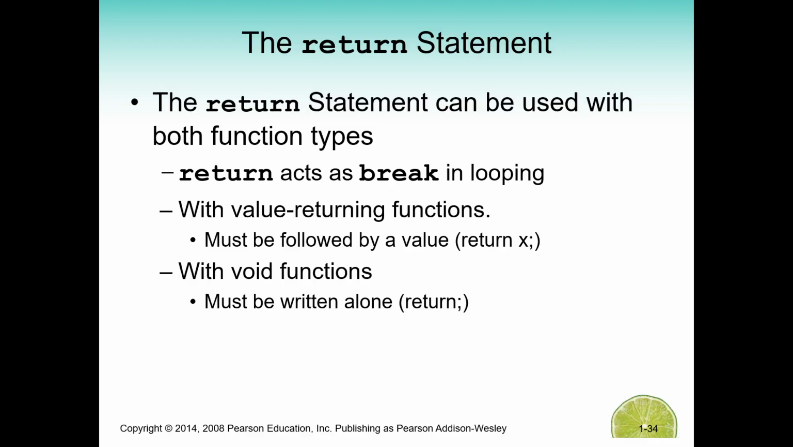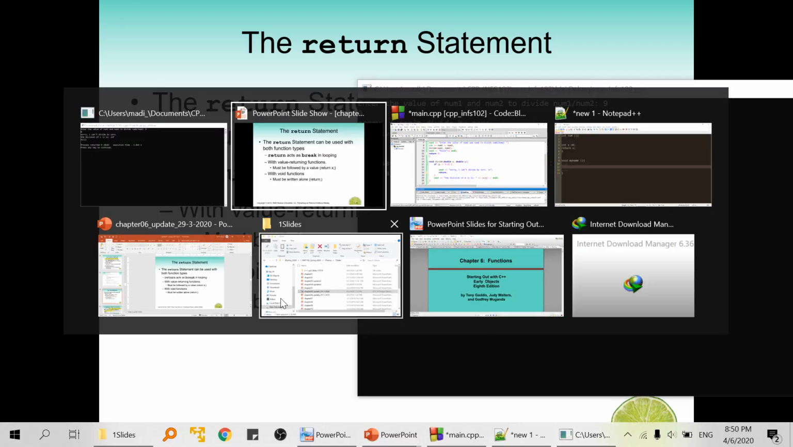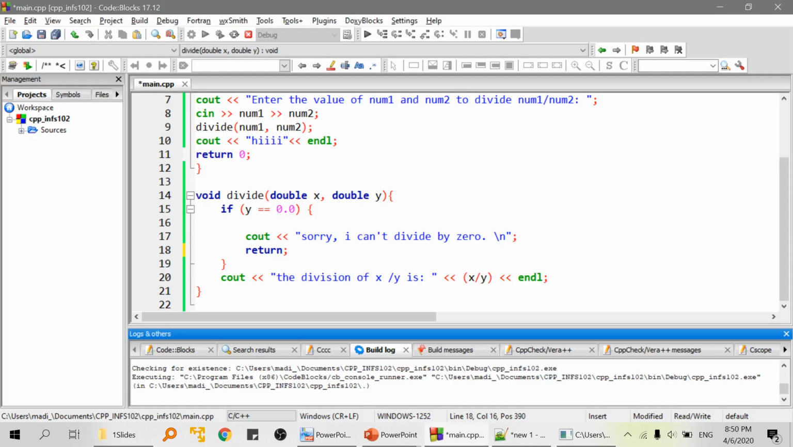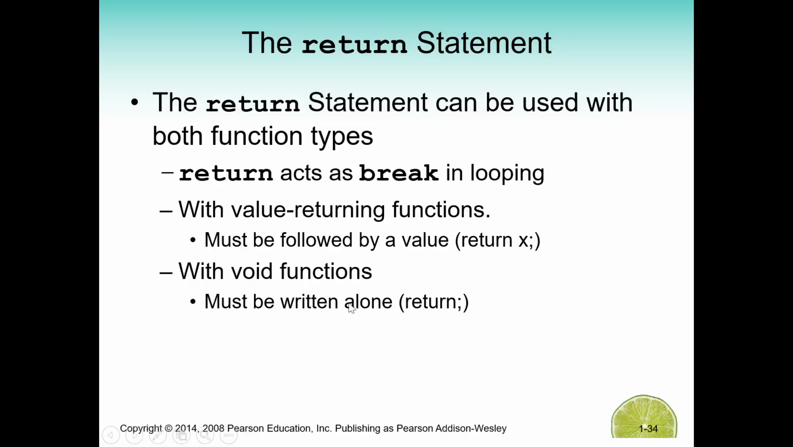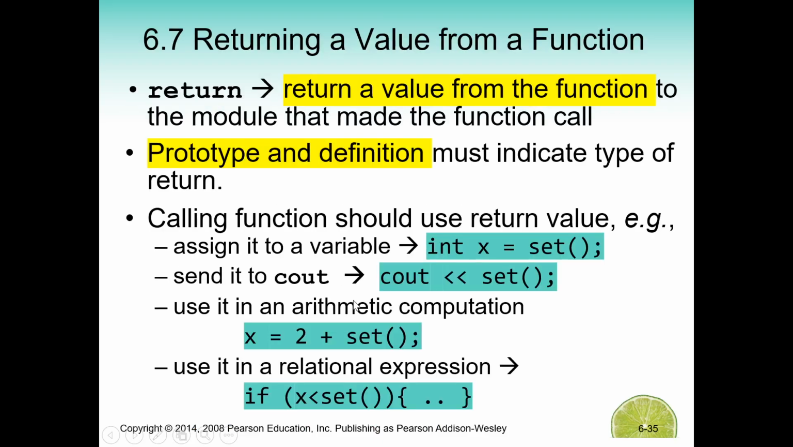Okay, so with the value returning function, which is the int or double type, I mean the function that has an int or double other than void, it must be followed with a value. That can be return x, return y, return x plus y, return maybe 1 2 3, a kind of literal. When we talk about void functions, which is the one we are explaining here, return has to be mentioned alone, without any value.